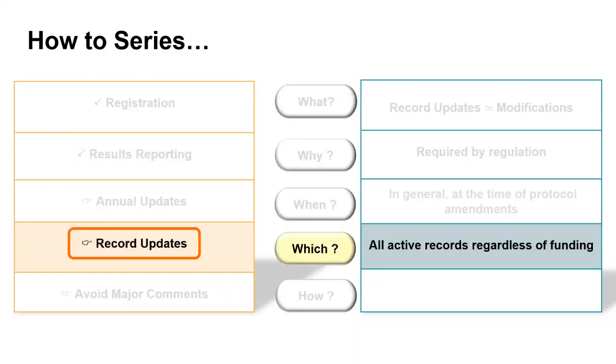Next, coming to which kind of records require these frequent updates. It is required for all active records, regardless of funding source, that is, applicable clinical trials, NIH-funded clinical trials, and trials for which registration information was voluntarily submitted.